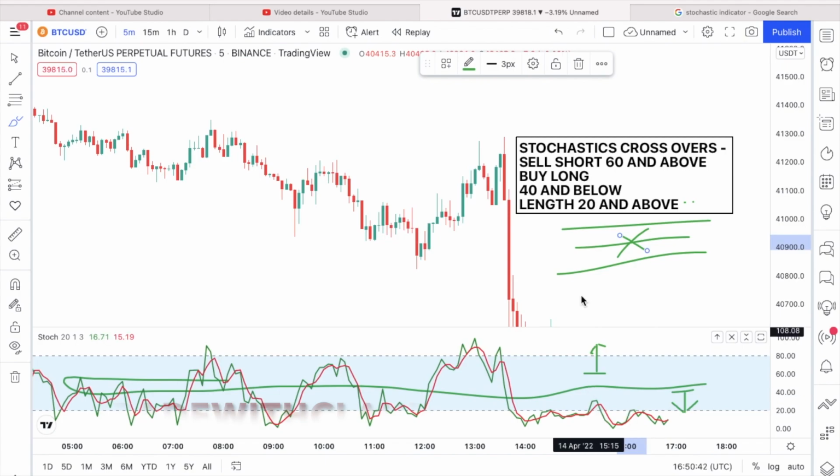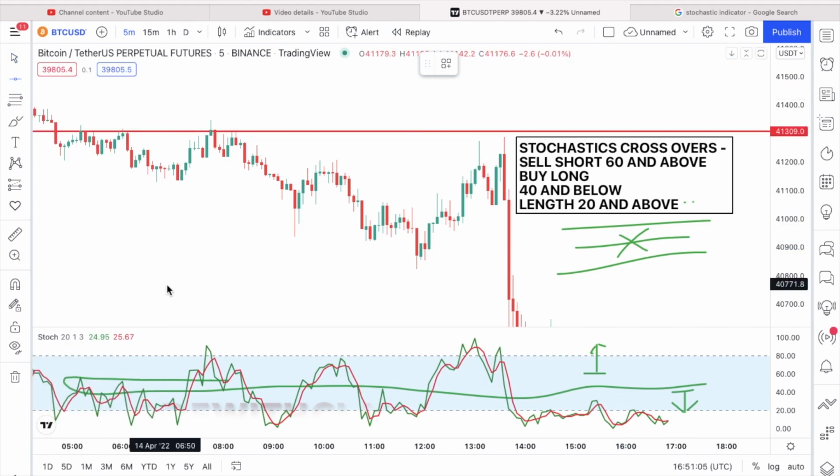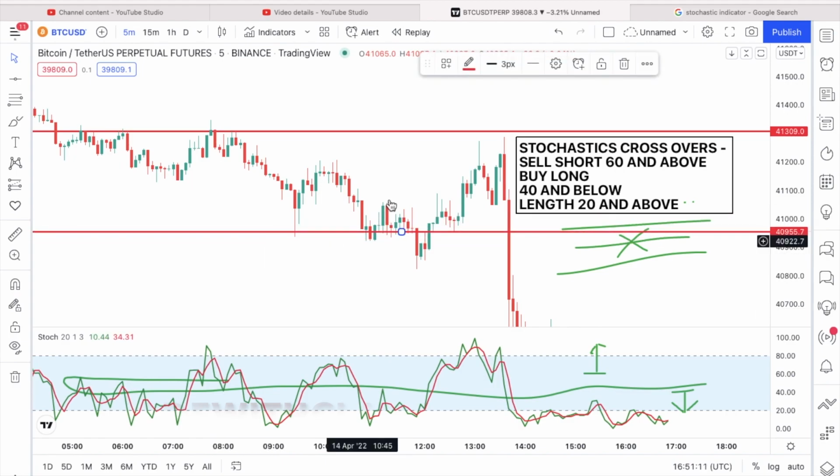So the stochastic crossovers are very important. It's very important you know how to trade this, because this is a scalping indicator. There are some professionals that I know that only trade using stochastic, and they are very mindful, because no matter what the stochastic is doing, they always have their trend line and their support and resistance on any chart. Whenever you have this support and resistance and the stochastic is giving you a crossover confirmation, you already know what you are doing. Do you get? So this is what you should know.